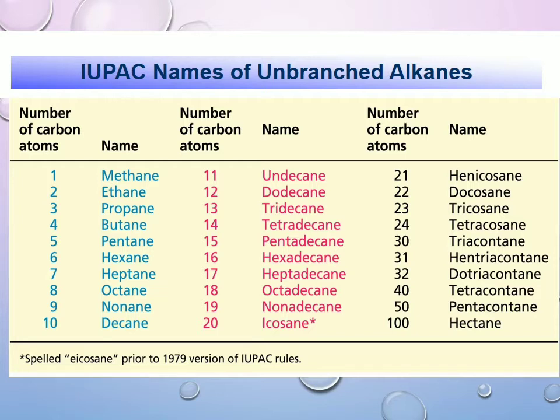The parent chain is named based on the number of carbon atoms. So if the parent has 1 carbon, it's named methane, 2 carbon, ethane, 3 carbon, propane, and so on. So in our syllabus, we will learn up to 10 carbon atoms in the parent chain.